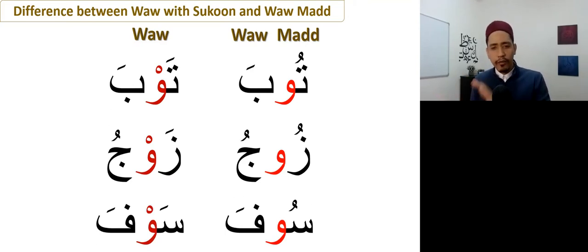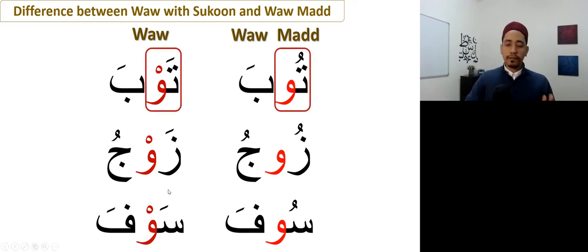Because you have to read the letter before as well. So in this one over here at the bottom, it's starting with a su, and you just extend that. Sufa. Over here, it's starting with a sa, and you say the sa, and then the w, saufa. Okay.